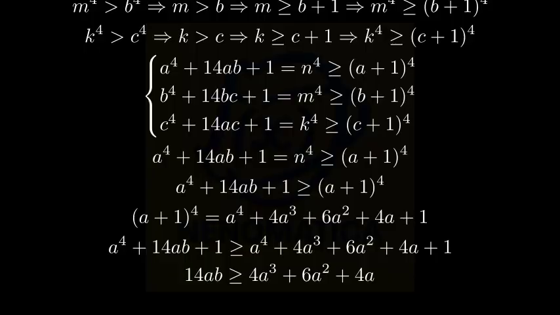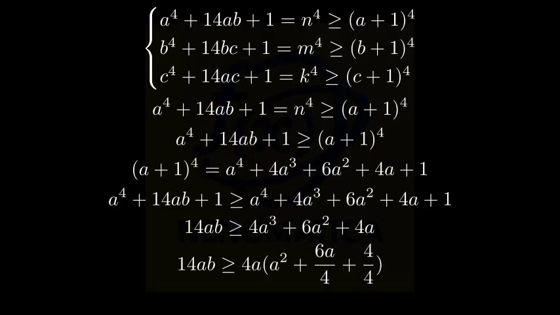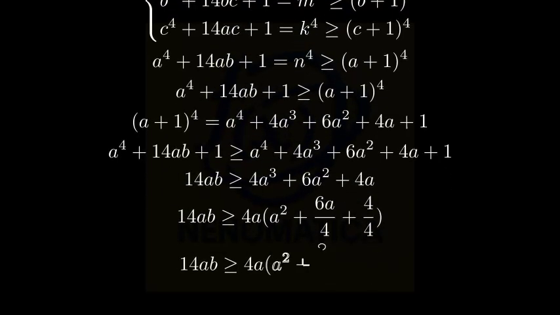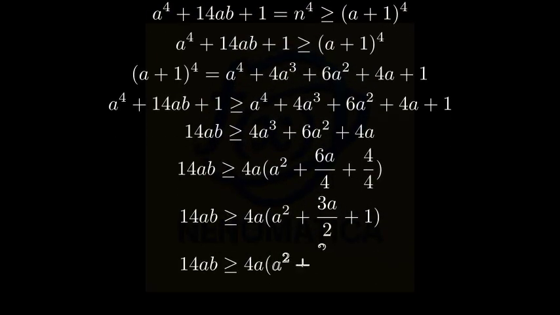We can factor out a from the right side of the inequality. This gives us 14b ≥ 4a times (a^2 + 6a/4 + 4/4). Simplifying the fraction, we get 14b ≥ 4a times (a^2 + 3a/2 + 1). Finally, we can further simplify to 14b ≥ 4a times (a^2 + 3a/2 + 1).